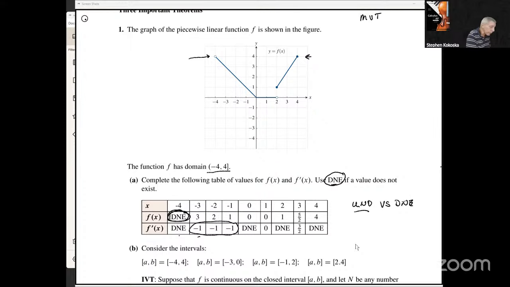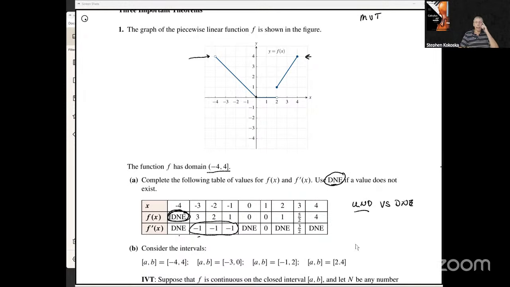When we get to x equals 0, the value of the function is 0. Kind of hard to see there, but it does go through the origin. And the value of the first derivative does not exist. Why? Because there's a sharp edge or a corner there. Again, I don't have a formula for f. I'm not going back to the definition of the derivative, but I know that if I have a sharp corner there, the derivative doesn't exist.